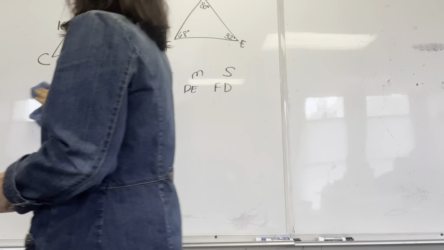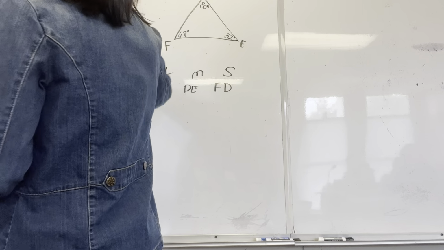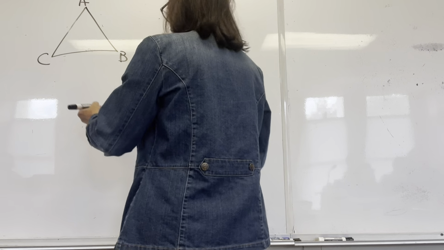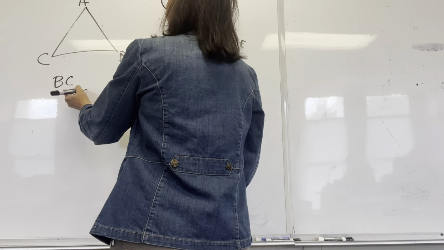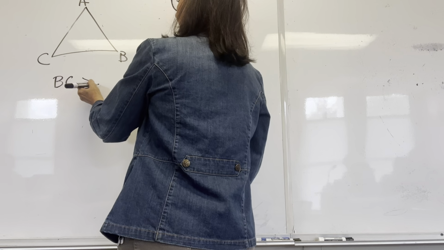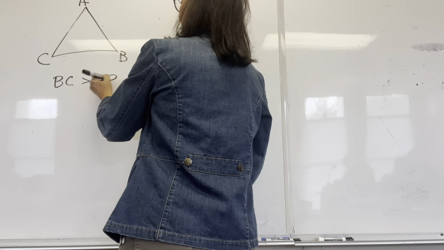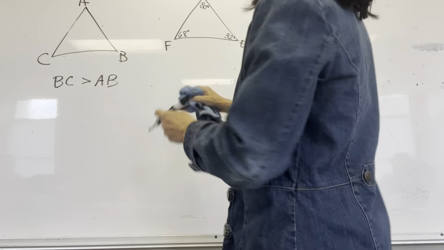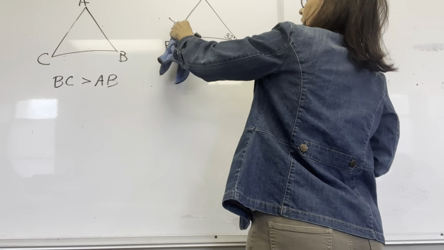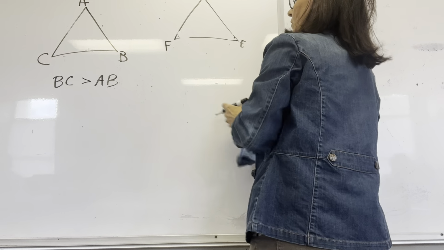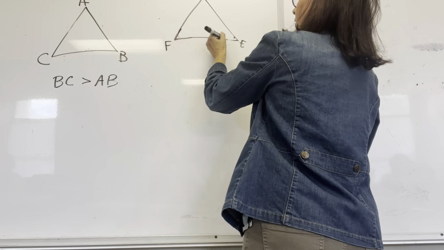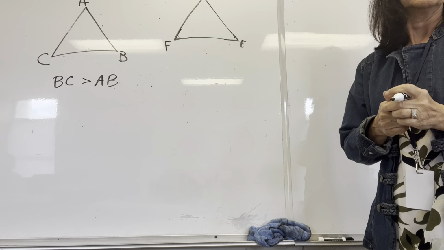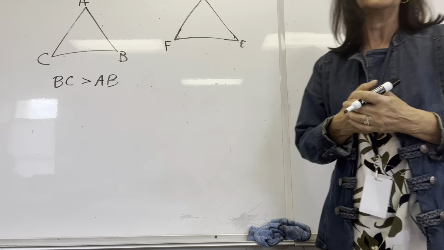Now, what if I tell you that BC is greater than AB? Then what can I know? AB is less than BC. Okay, I can know that, but there's something else I can know.